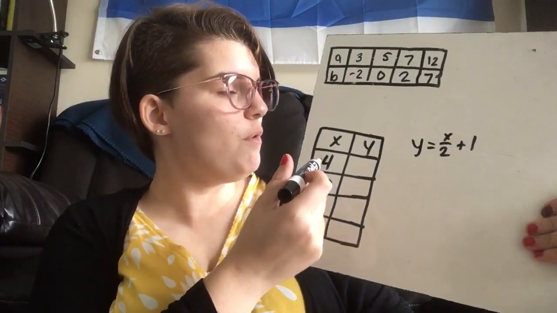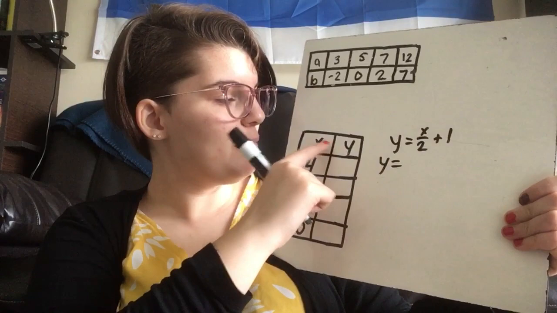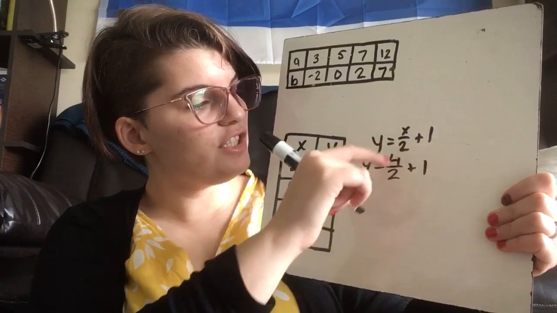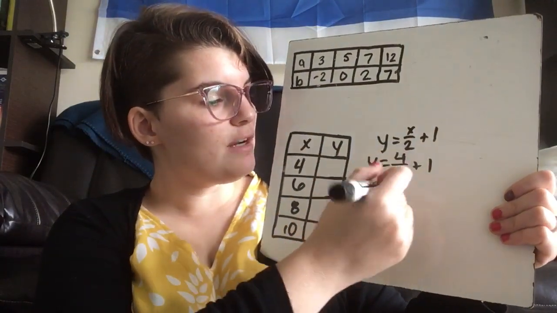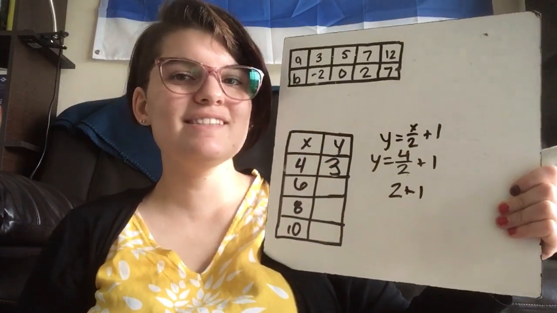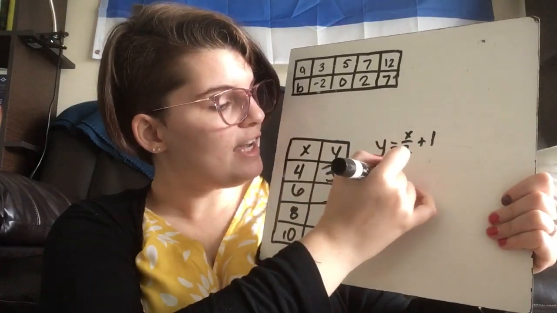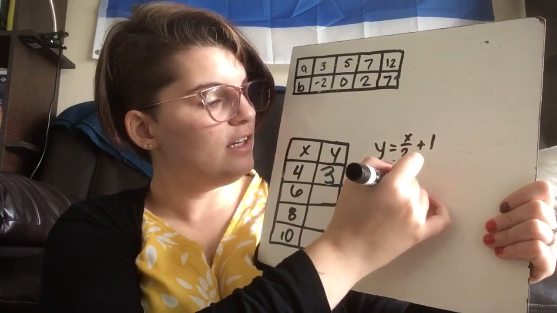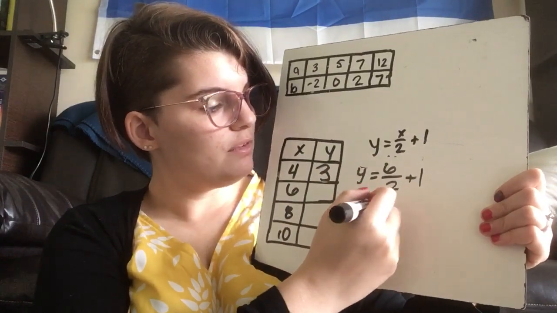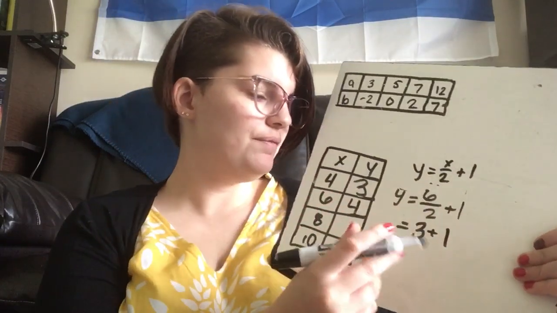So, for instance, 4. So if I have 4, y equals, 4 represents x, so I can do 4 over 2 plus 1. So that's the function it gives you, and you're plugging in the x. So 4 divided by 2 is 2, plus 1 is 3. Make sense? Let's try the next one. It goes to 6. So I have y equals, x is 6 here, so 6 divided by 2. 6 divided by 2 is 3, plus 1 is 4. Okay?